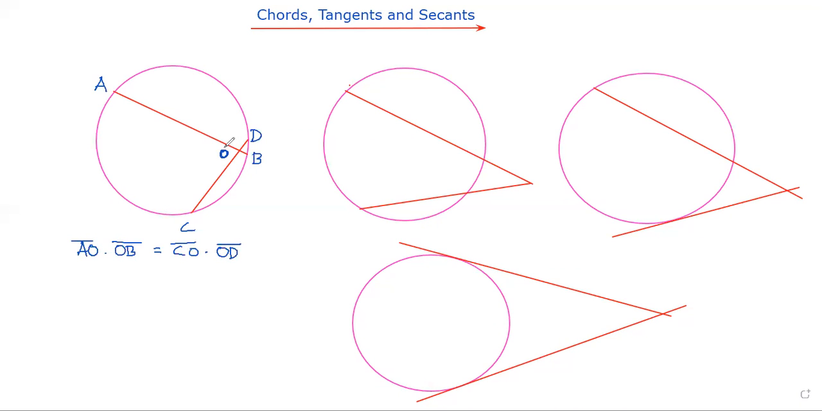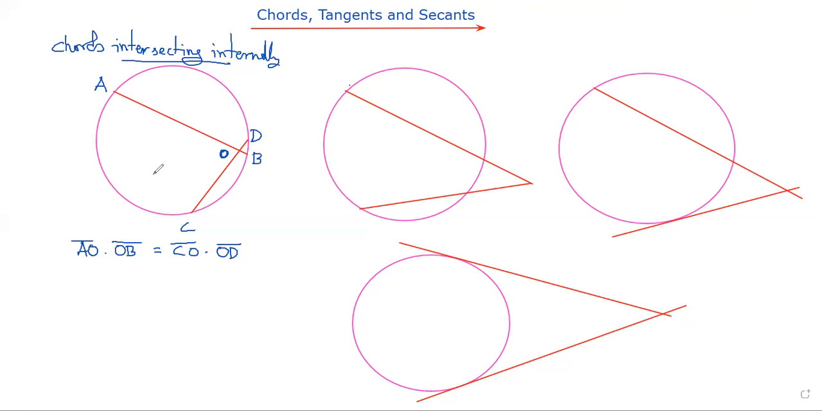So the product of the two parts of chords will always be the same whenever they pass through an intersecting point. Here these two chords are intersecting internally. It is actually chords intersecting internally.